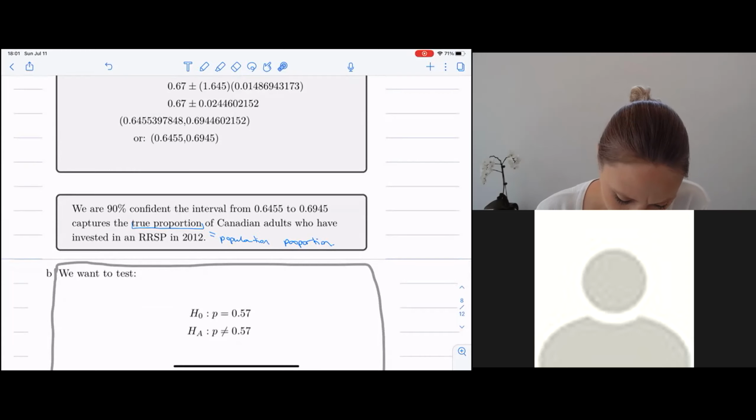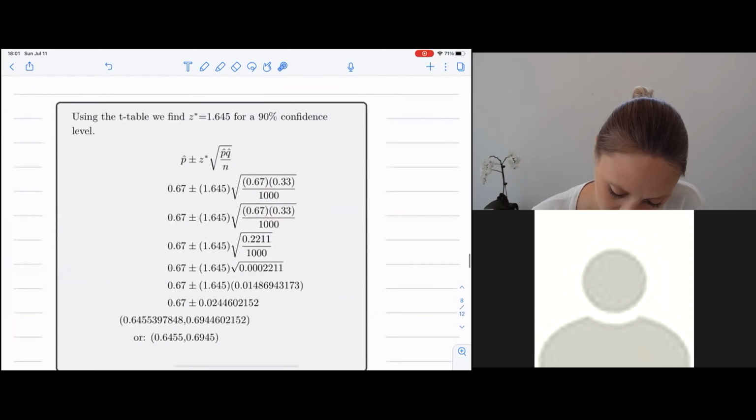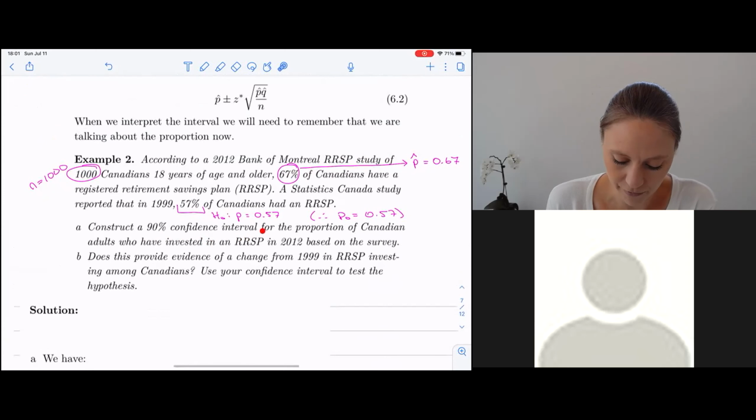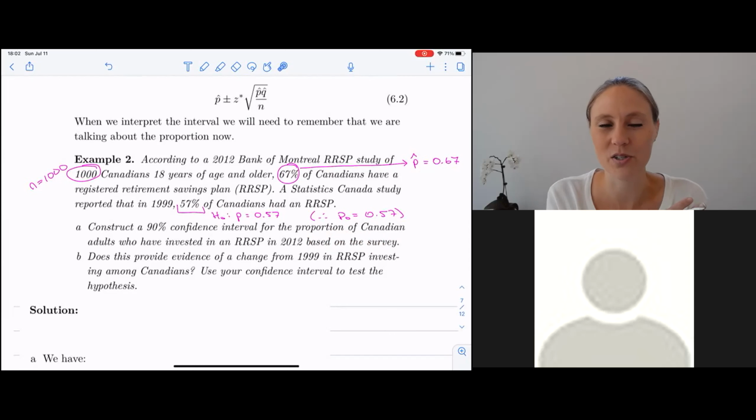Okay, and let me just go back to remind myself of how the question was worded. It should be similar, but I think it had some other stuff in there. Construct a 90% confidence interval for the proportion of Canadian adults who have invested in an RSP in 2012. And then it's followed up by "based on the survey," but you can just cut that out for your interpretation because of course it's based on the survey. That was just to help point you in the right direction of what your sample data is. It's 1,000 Canadians from 2012.